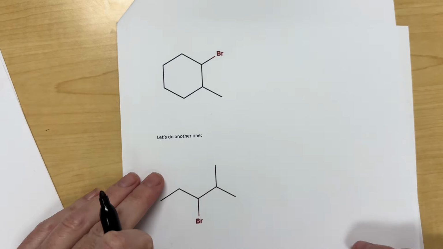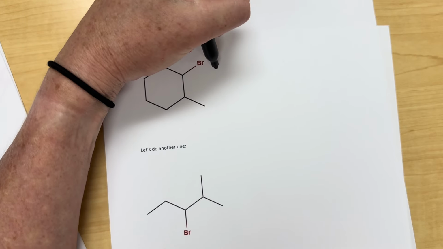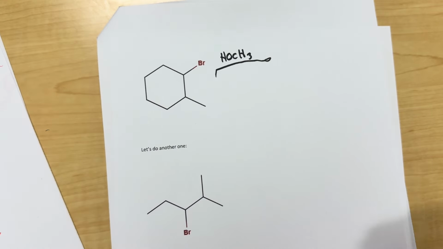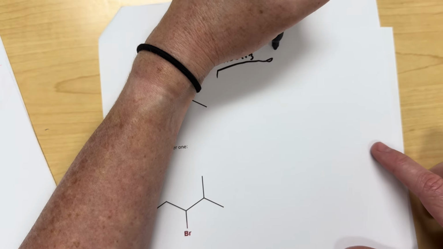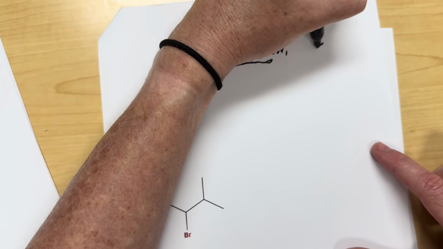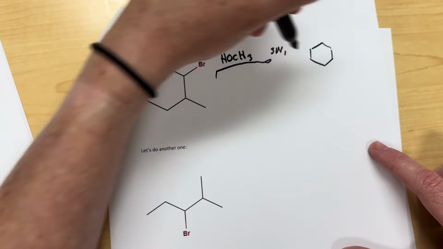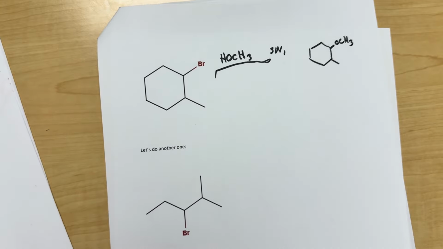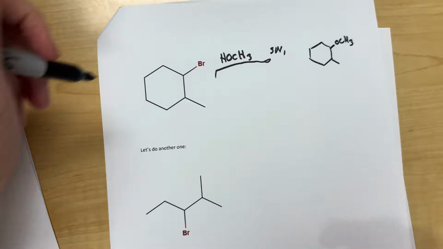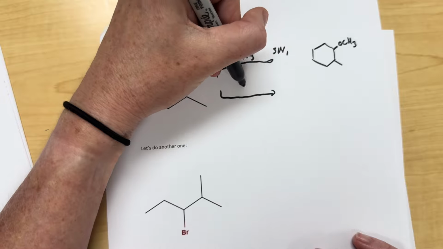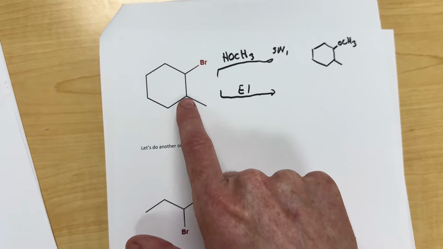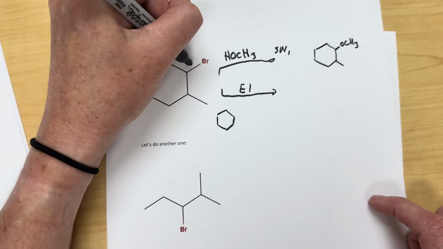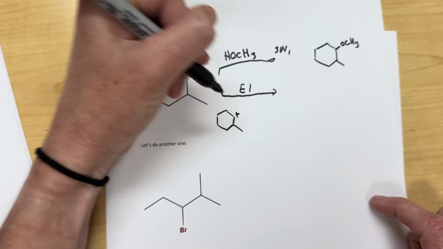So in this situation, let's go ahead and react it with a weak nuke, weak base. We know we get our SN1, where we get this, and we get the OCH3 attached. Cool. And now let's talk about our E1. For our E1 reaction, the very first thing, again, that's going to happen is we lose that alkyl halide. That bromide takes off. And you're left with a positive charge there.